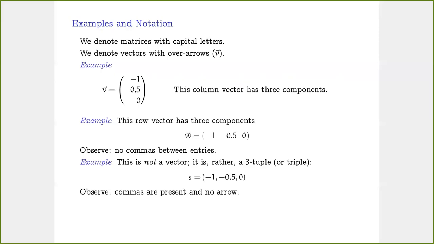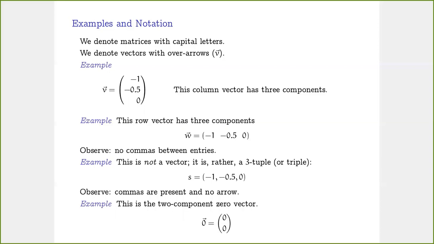This is not a vector. It's a 3-tuple. It's a list of 3 items, -1, -1/2, and 0. It has commas in it, and that's how you can tell it's a 3-tuple rather than a vector. The difference is not just one of notation. 3-tuples are lists of values, whereas with a vector, we're going to see that you can do things with it. It has actions involved with it. And some of these actions don't make sense for tuples. Okay, here is the zero vector.